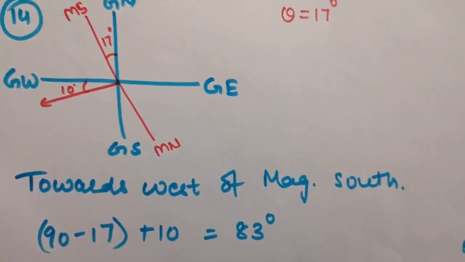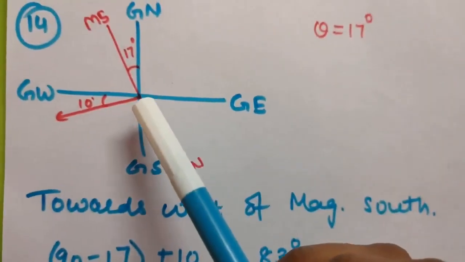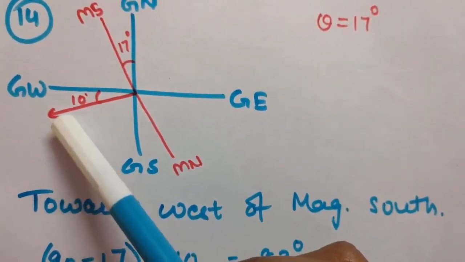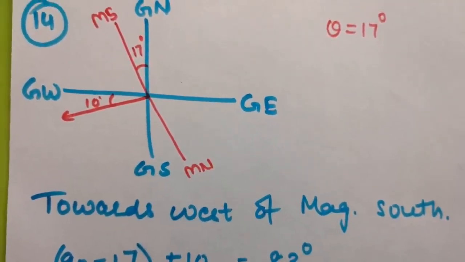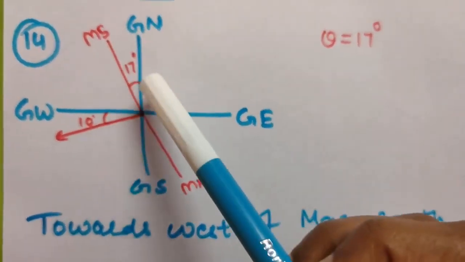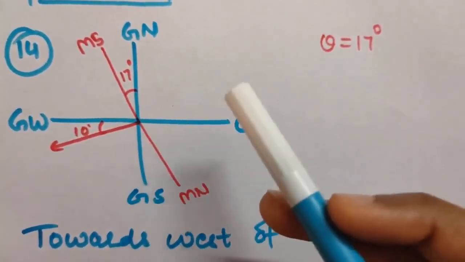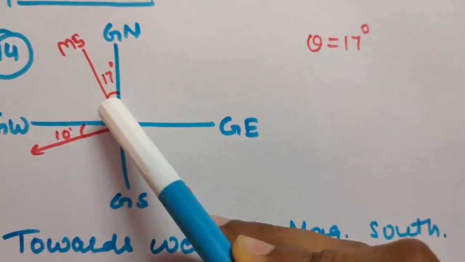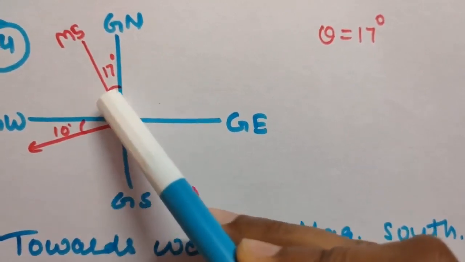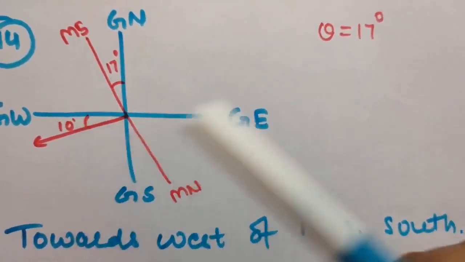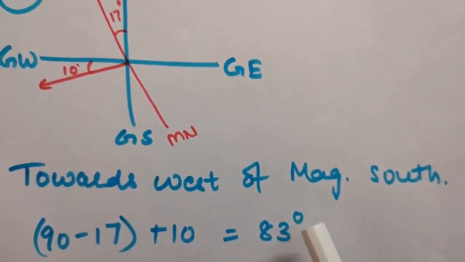Okay, the last question is question number 14, which says a ship is to reach 10 degrees south of west. Look here in the diagram, this is the 10 degrees south of west. A ship has to reach along this direction. In which direction should it be steered if the declination at that place is 17 degrees west? The angle of declination is given to be 17 degrees, and it is asked in what direction the ship should be steered. So it is to be steered by this much more angle. If this is 17 and this is 90, this will be 90 minus 17 plus 10. That will give you 83 degrees.